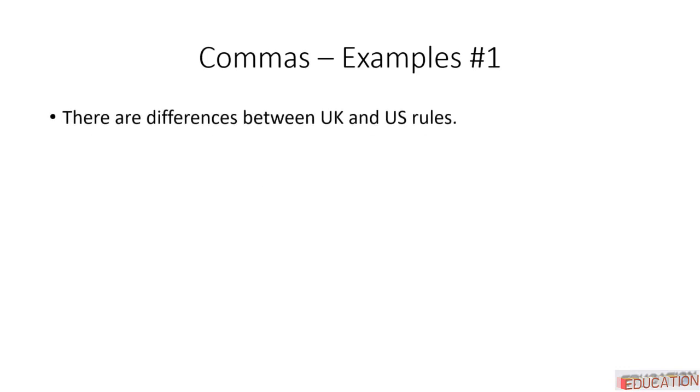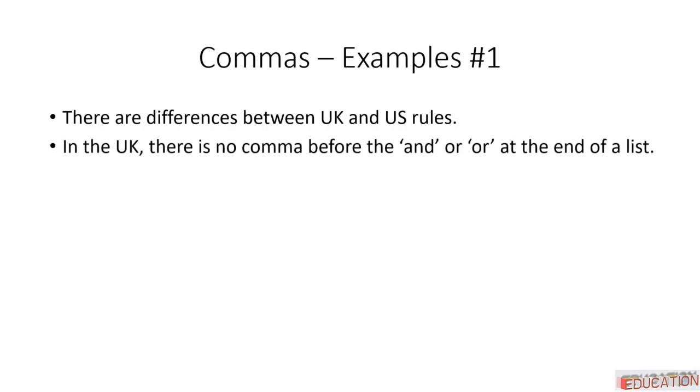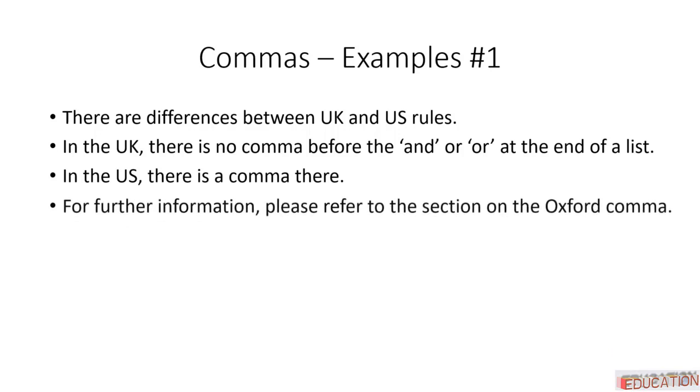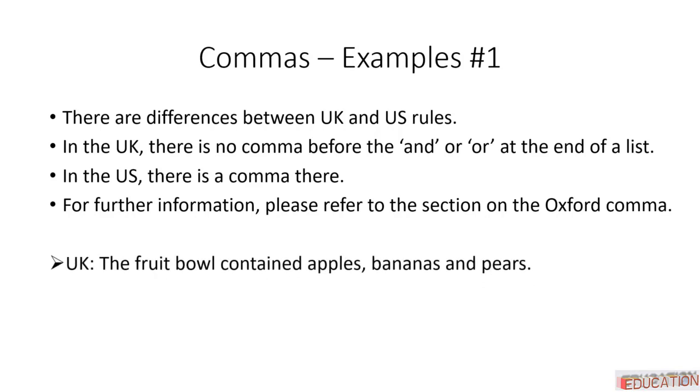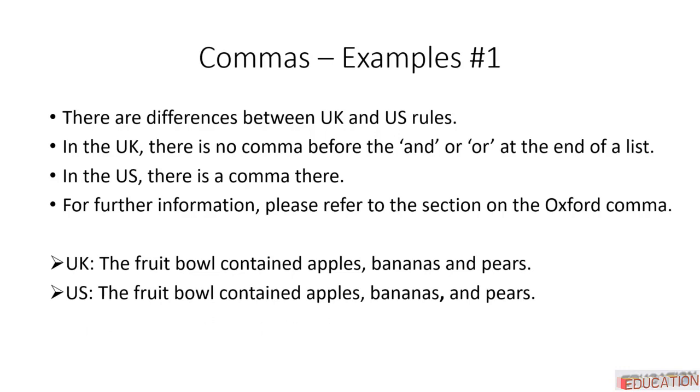There are differences between UK and US rules. In the UK, there is no comma before the "and" at the end of a list. And in the US, there is a comma there. Now, there is a thing called the Oxford comma, which is a specialized version of this, so please see that section for more information. So, for example, in the UK, we would say, "The fruit bowl contained apples, bananas and pears." In the US, they would write, "The fruit bowl contained apples, bananas, and pears."